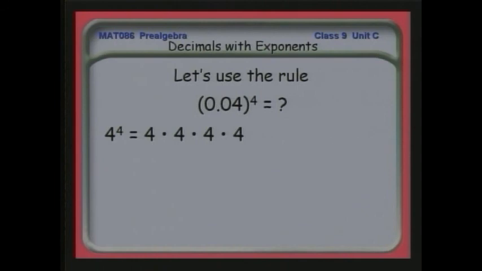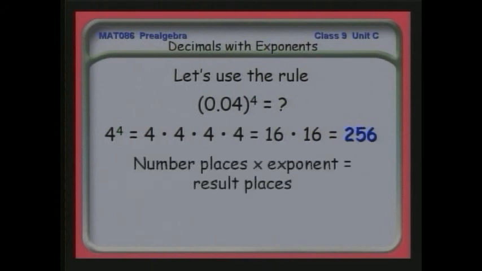First thing we need to do is find out what 4 to the 4th power is. I can do this and see that it's 256. Now I have to worry about the number of decimal places. I have 2 decimal places to the 4th power. 2 times 4, according to our rule, is going to be 8. Our result needs to have something to 8 decimal places.